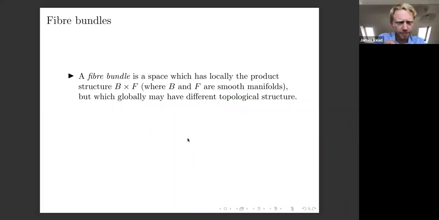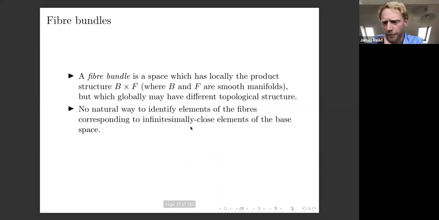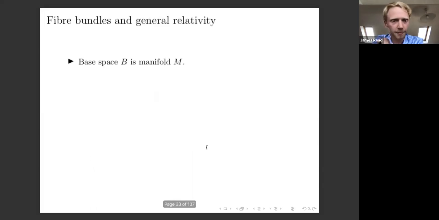Okay, so how does this work? A tiny bit more formalism. Recall that a fiber bundle is a space which has locally the product structure B cross F, where B and F are smooth manifolds, but which globally might have different structure. There's no way to identify elements of the fibers corresponding to infinitesimally close elements of the base space B, absent adding extra structure. To do that, we need to introduce a connection.